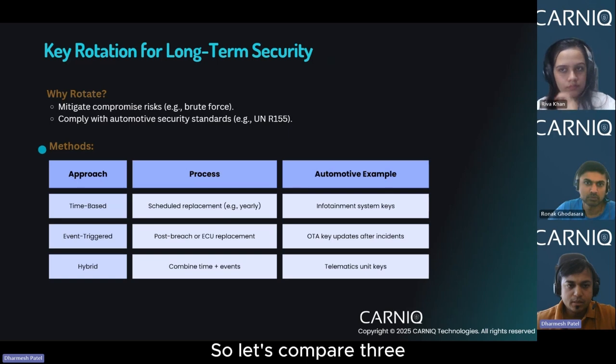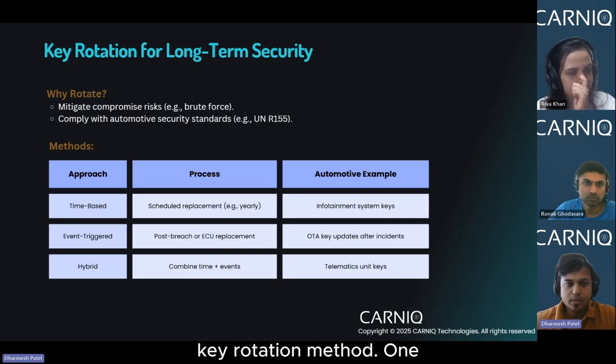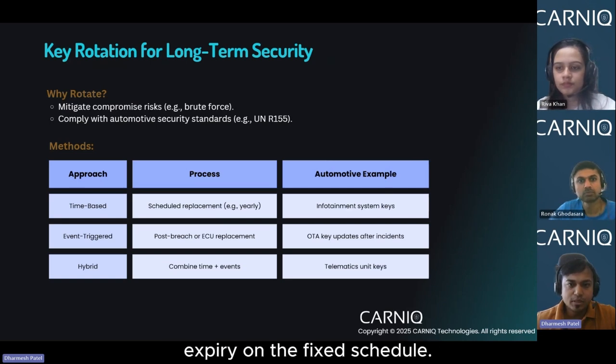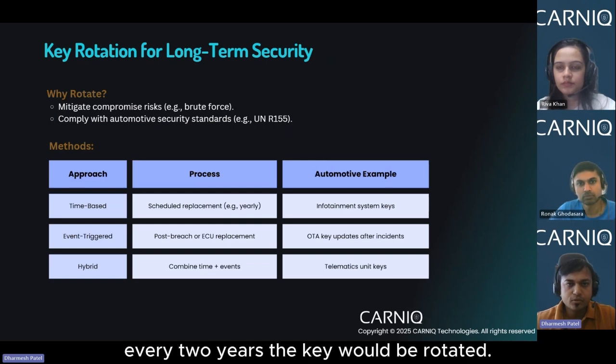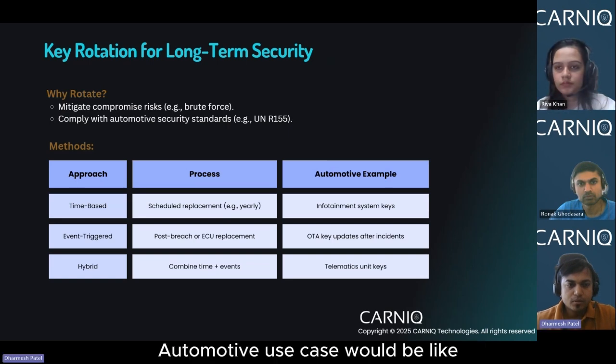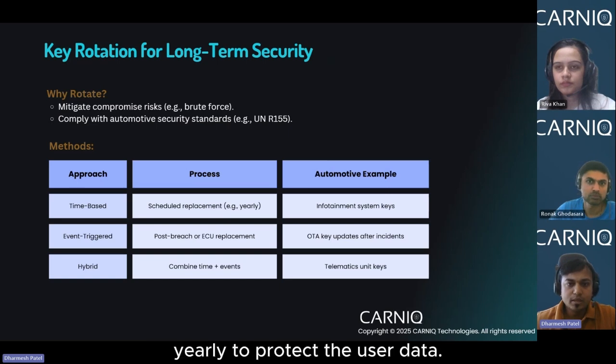So let's compare three key rotation methods. One is the time-based rotation, so key expiry on a fixed schedule. For example, annually or every 2 years, the key would be rotated. An automotive use case would be an infotainment system that rotates the key yearly to protect the user data.